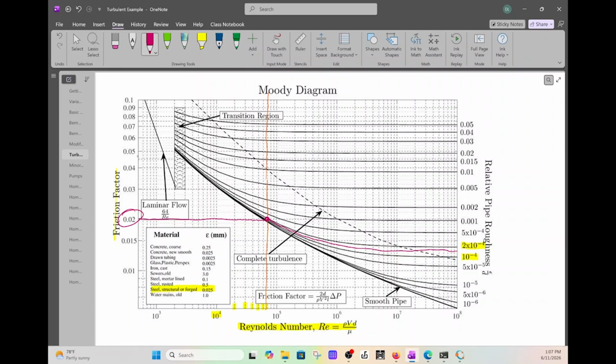So for turbulent flow, you can use the Moody chart or use the Colebrook equation, and I'll show you a code that I have for that. But if you want, you could just use the Moody chart. You have to calculate the Reynolds number. You have to calculate this epsilon over D, figure out where they intersect, and then scroll over to the left, and that's your friction factor. Okay.